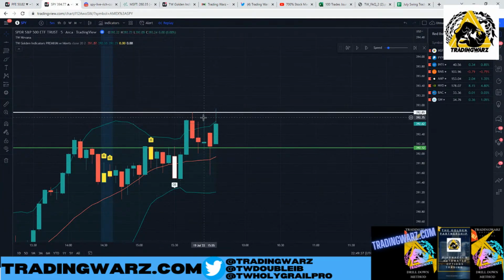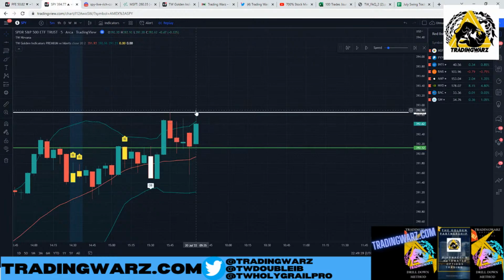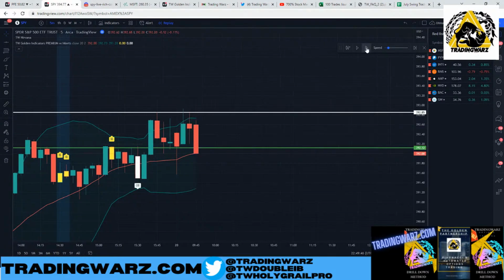Right there, guys, we get filled. We tag the white line. Okay. That's where I'm loading off most of my position, because I know this is where we could reverse. And then you could see here, guys, we struggled. We struggled there.